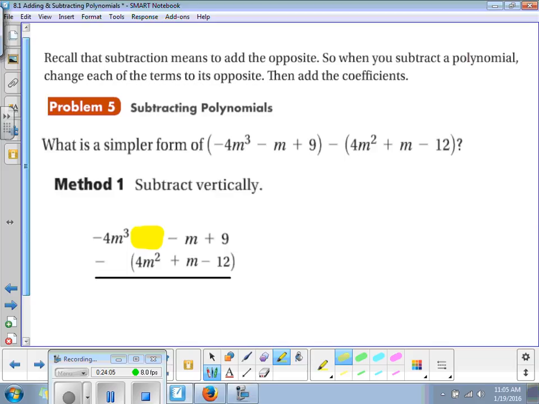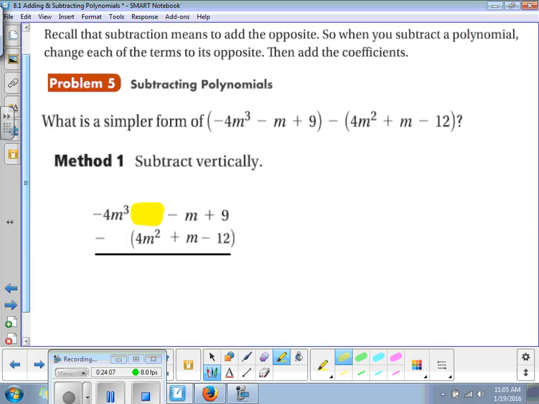All right, so we're going to add the opposite, which means we're going to leave the first polynomial alone. The subtraction becomes addition. And everything inside the parentheses becomes the opposite. So this becomes a negative 4m squared. This becomes a negative m. And this becomes a positive 12. Okay? So now we add just like we did in problem 4.